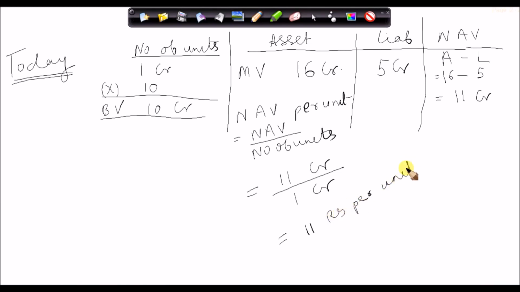So I hope you have understood the position. At the beginning, the net asset value is 11 rupees per unit of the mutual fund. This is something extra which I have done for you so that you are able to analyze the position as of today. Now we are moving further.